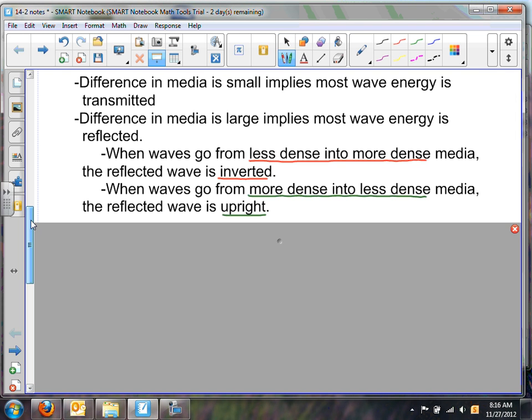You can imagine, here's my medium or my boundary, and I'm going from air into water. And I send a single pulse like this to that boundary. Well, if it's going from air into water, it's going to be reflected inverted, so it's going to come back like that.